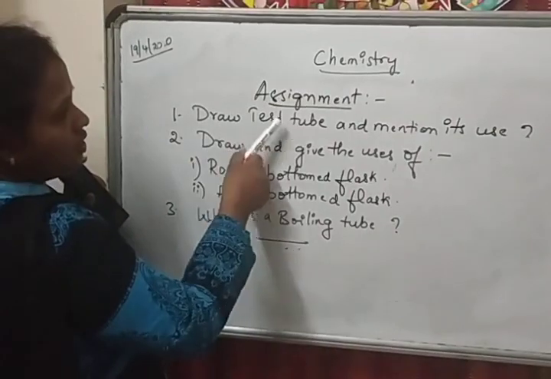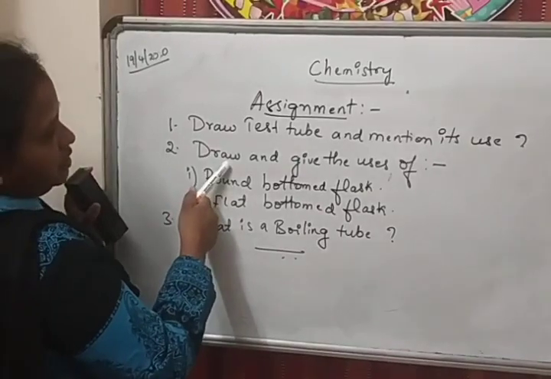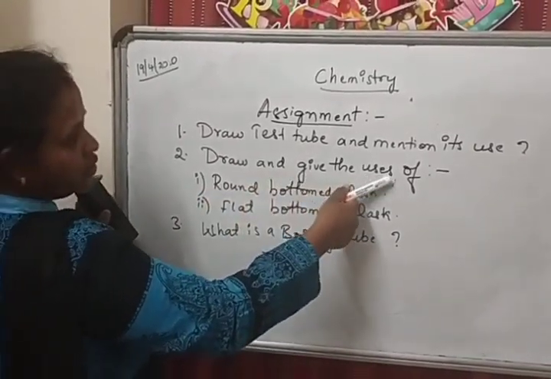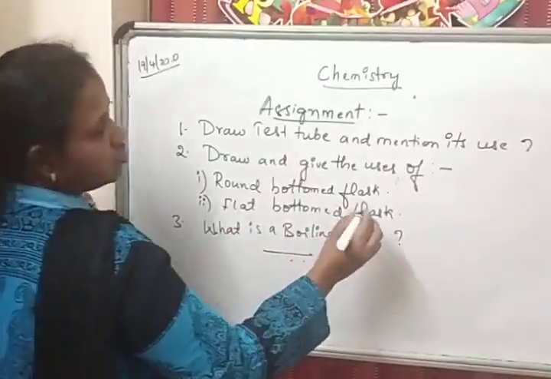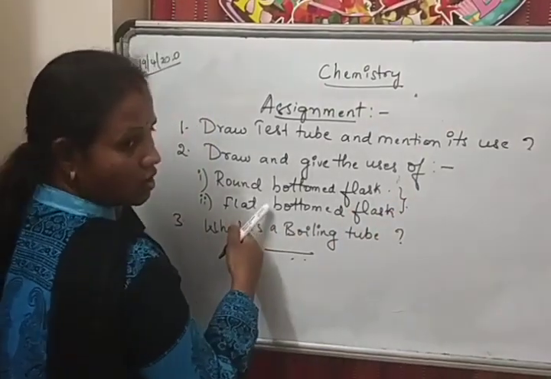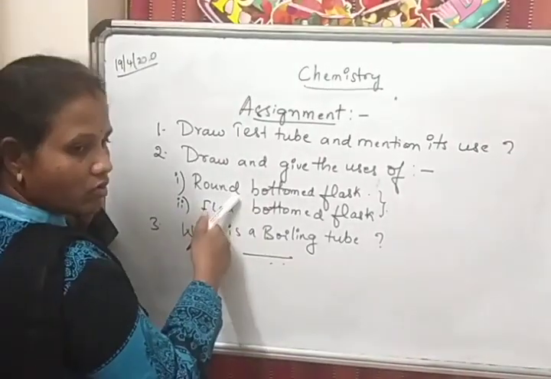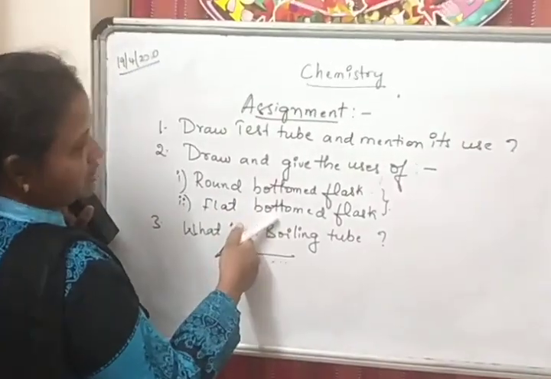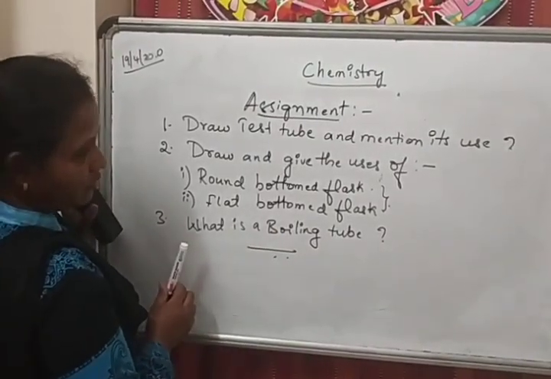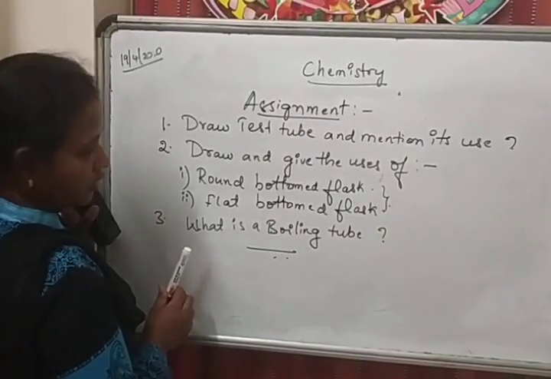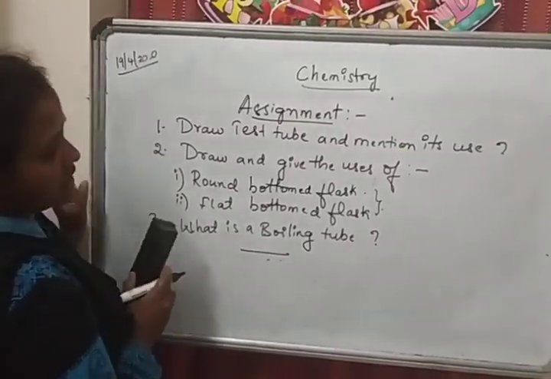First one, draw a test tube. Mention its use. Next, draw and give the uses of a round bottom flask and flat bottom flask. You should try to differentiate between round bottom and flat bottom. And you should also give the use of round bottom flask and flat bottom flask. Next, what is a boiling tube? Do you remember the test tube explanation? No? So, what is a boiling tube? So, write these answers, children.